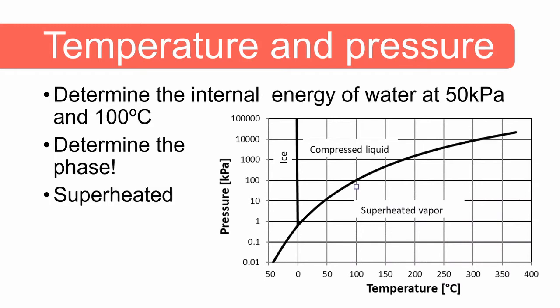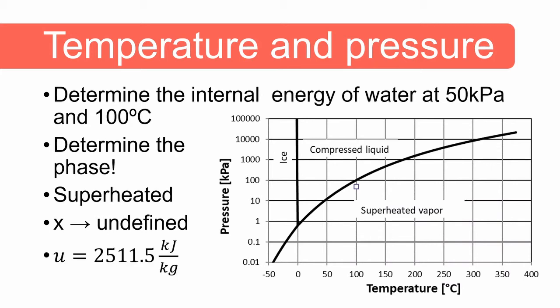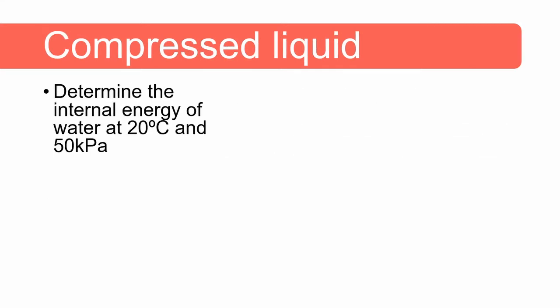In this case, we are in the superheated region, because the 100 degrees Celsius given to us is greater than the saturation temperature of 81.32 degrees Celsius. As such, the quality of the steam is also undefined. We can now determine the internal energy from the superheated water tables, as was done in a previous video, and we get an answer of 2511.5 kilojoules per kilogram.